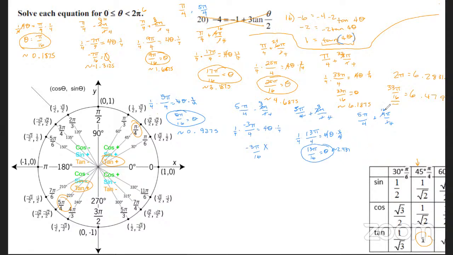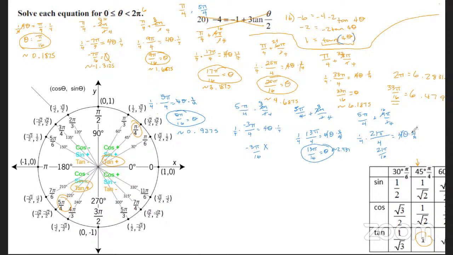5 pi plus 16 pi is going to be what? 21 pi over our common denominator of 4. And we've got to set that equal to 4 theta. Okay, now we're going to multiply by the reciprocal. And this will cancel out. And you're going to have 21 pi over 16. That looks much better.